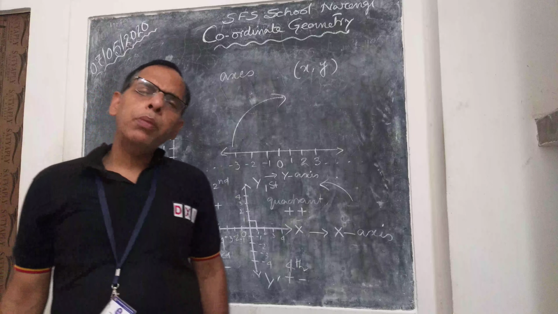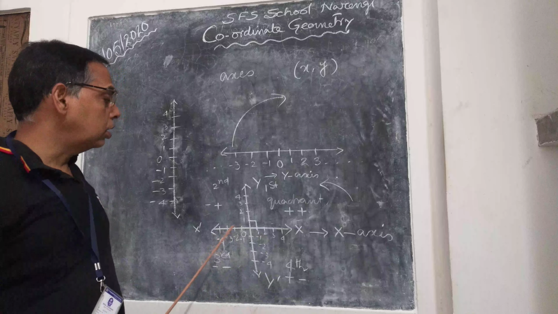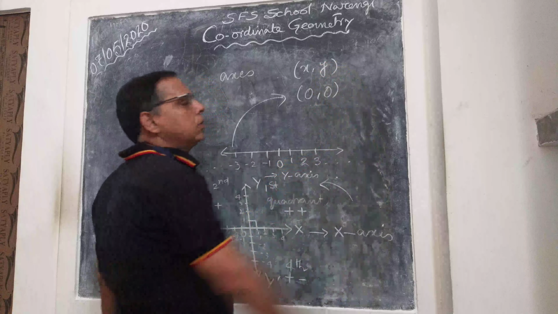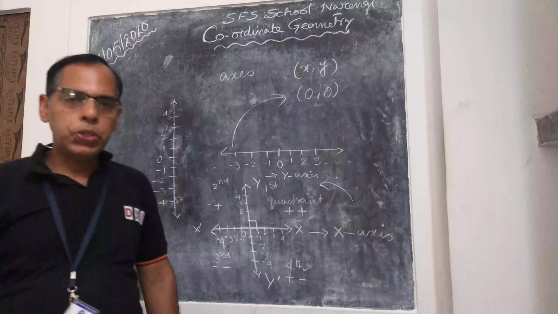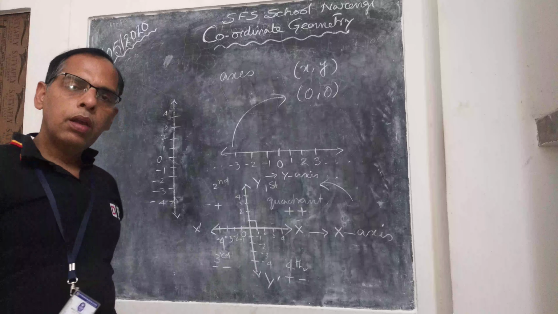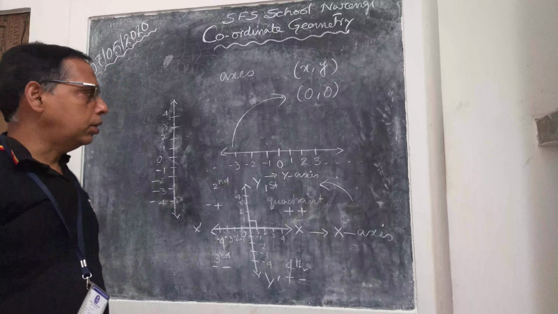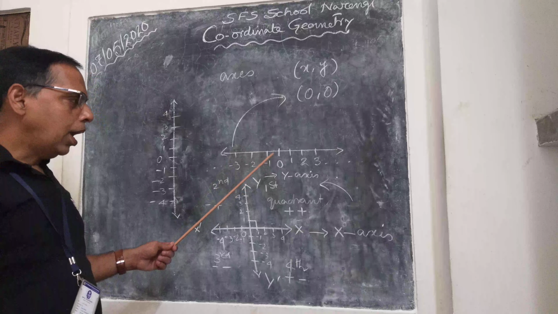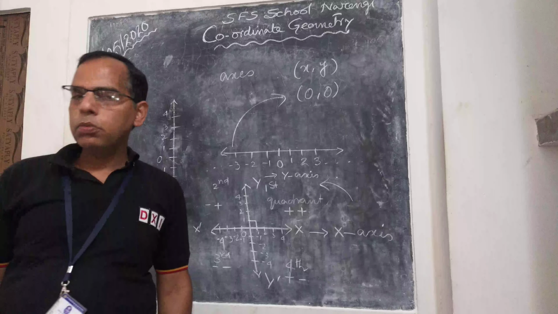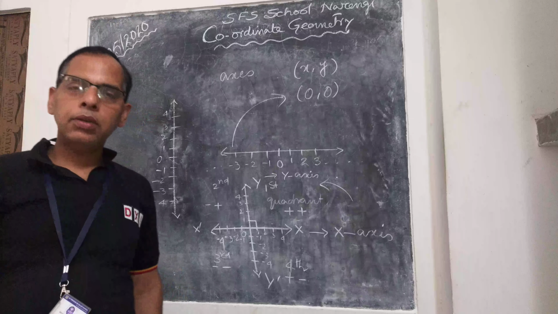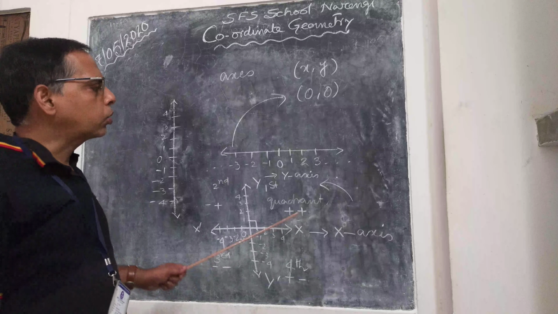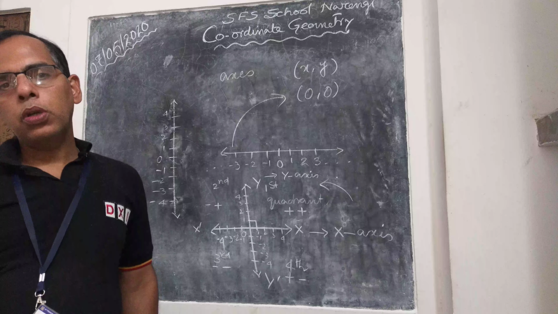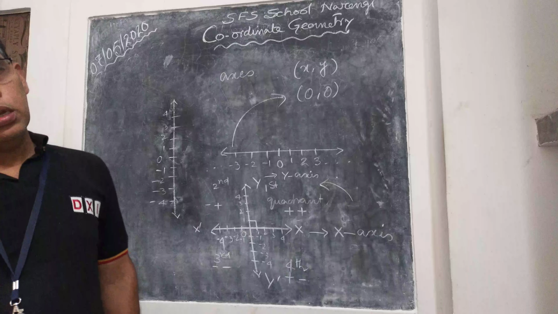Some of you may wonder what the coordinate of the origin will be. Definitely, the coordinate of the origin will be 0, 0. Clear? So, my dear students, this is coordinate geometry, and it was established by Rene Descartes, a great mathematician, which is why it is also known as the Cartesian coordinate system.